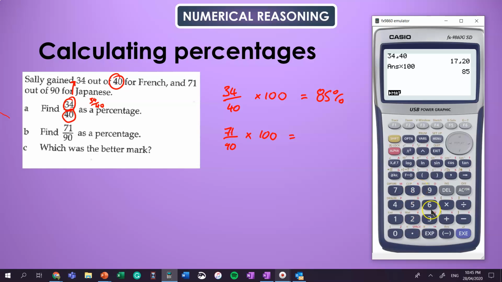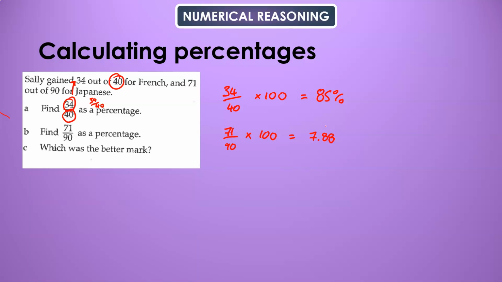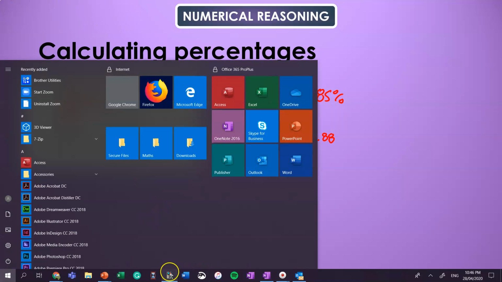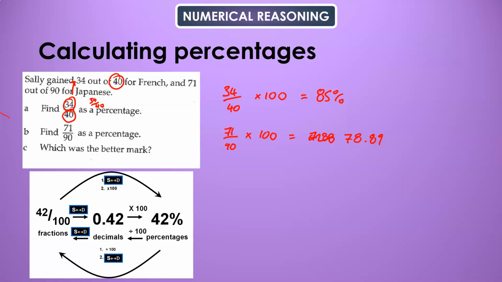French test. Japanese, so it's doing two languages. 71 over 90, and then times 100, equals, and we can press the S-D button to change it, so we end up with 78.889. And then there are the steps. So we went from a fraction all the way to a percentage.